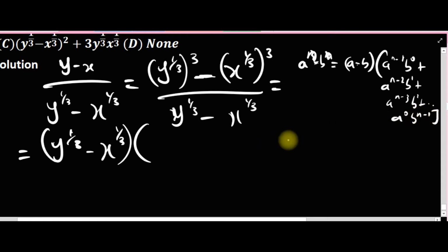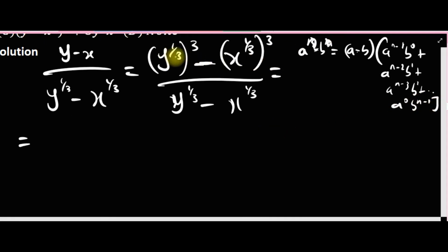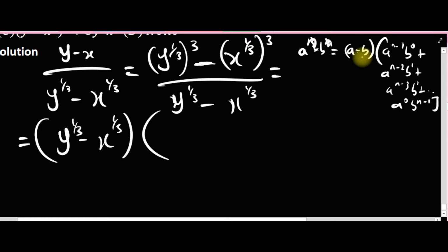So that's the formula. If you compare, our a is y raised to the power 1 over 3, our b is x raised to the power 1 over 3, and our n is 3. So 3 minus 1 is 2. So we first write the first factor, this. So that's our first factor here.